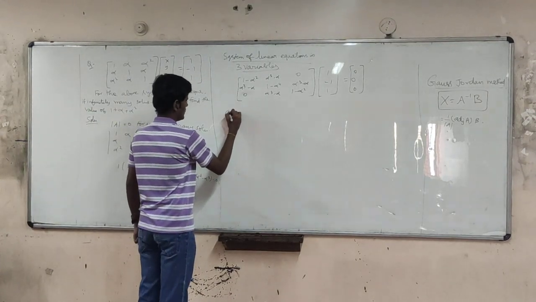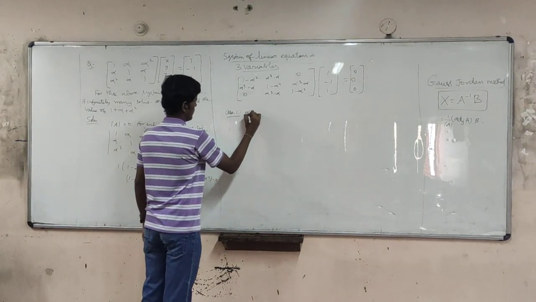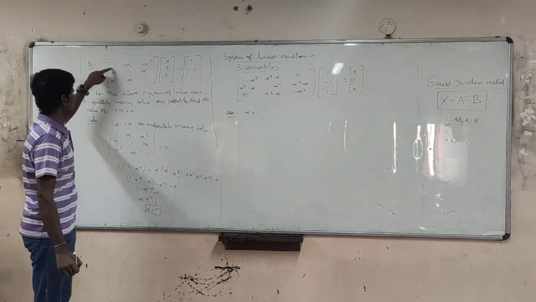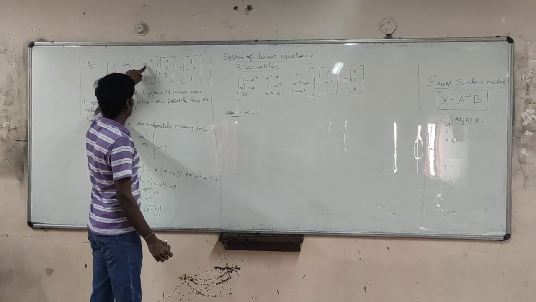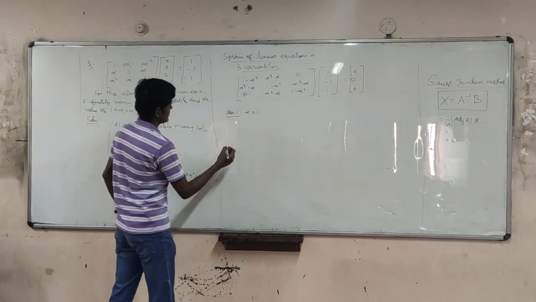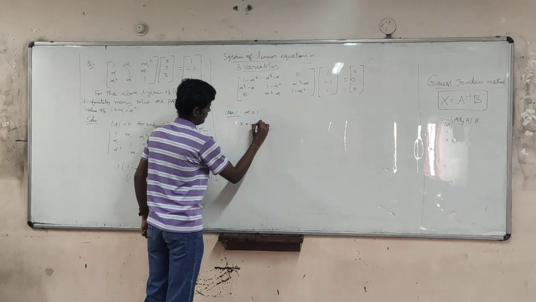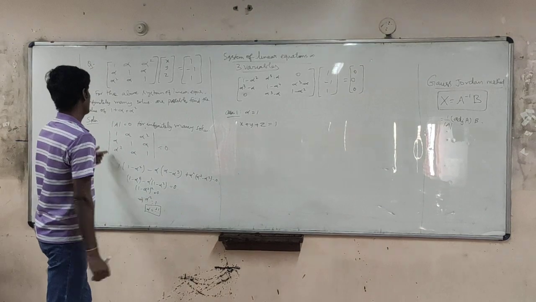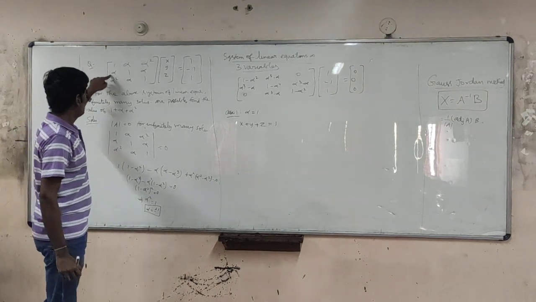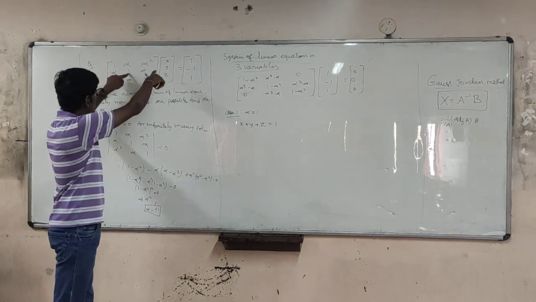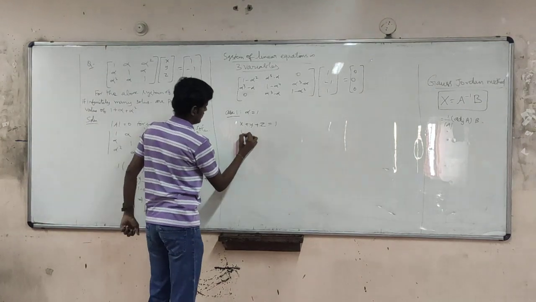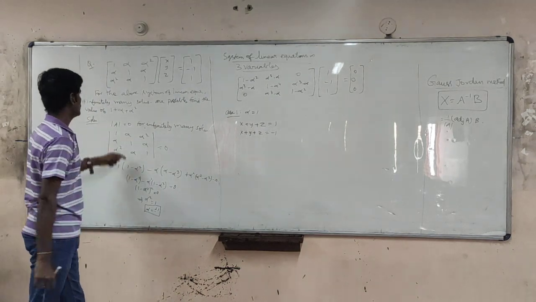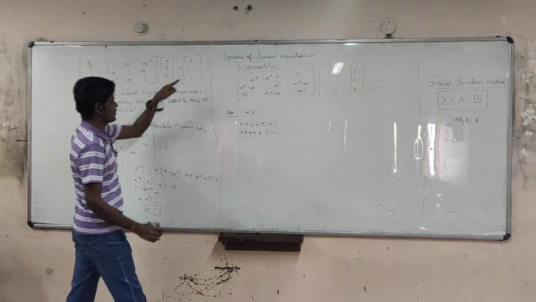When case 1, alpha equal to 1. What are the equations possible? 1, 1, 1. That means x plus y plus z equal to 1, I am writing it as equation. Next one is x plus y plus z equal to minus 1. Third one is x plus y plus z equal to 1.